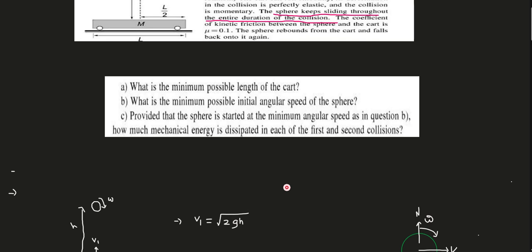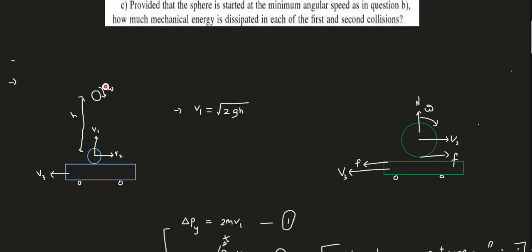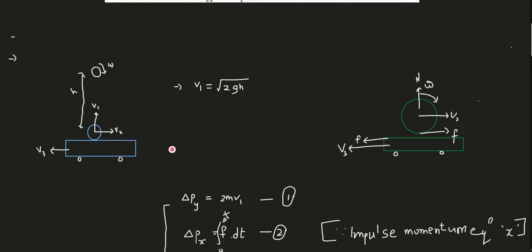collision. First we analyze the vertical motion of the sphere. The velocity just before the collision is v1, so we can write v1 equals root 2gh, as the height is given. After the collision it has equal velocity upwards as well. Why? Because the collision is perfectly elastic.